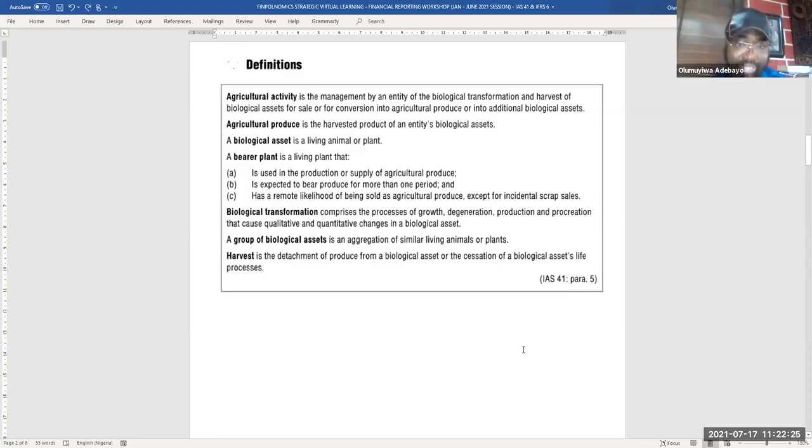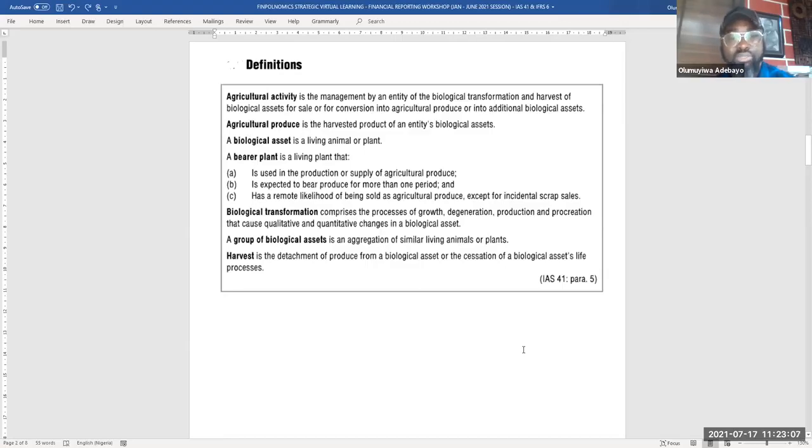The standard identifies a bearer plant as a living plant that has satisfied 3 conditions. The first condition is that the plant is used in the production or supply of agricultural produce, which means it bears fruits, and it is that fruit that you harvest. Second, it is expected to bear produce for more than 1 period, which means it's not a tree that bears fruit for less than 12 months, but something that bears fruit over a long period that spans more than 1 accounting period.